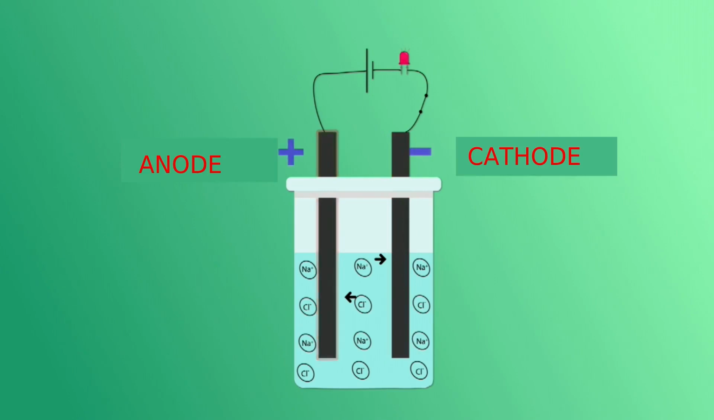One of the carbon electrodes is connected to the positive terminal and the other to the negative terminal of the battery. The electrode which is connected to the positive terminal is called the anode, and the one connected to the negative terminal is called the cathode of the electrolytic cell.